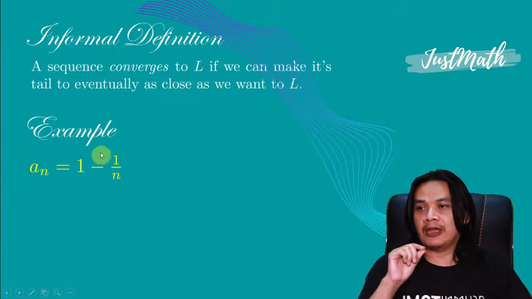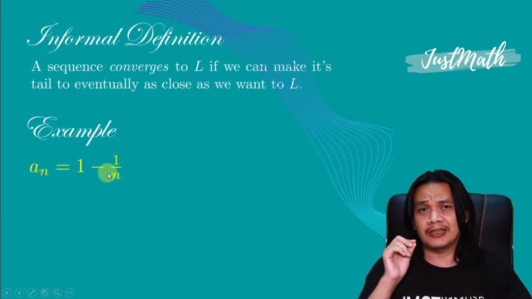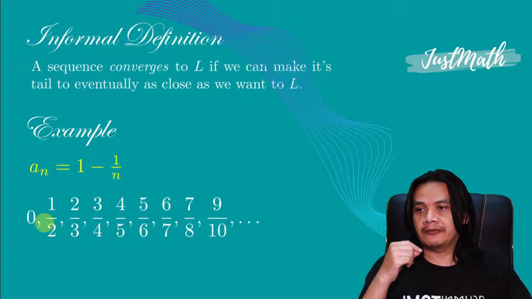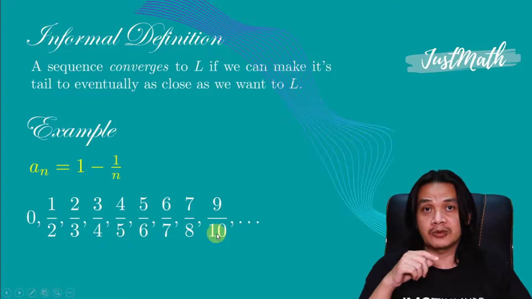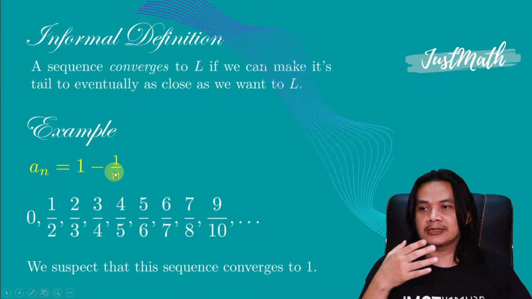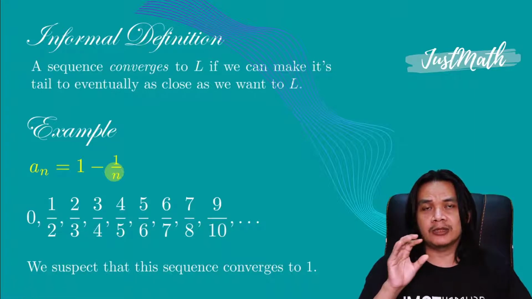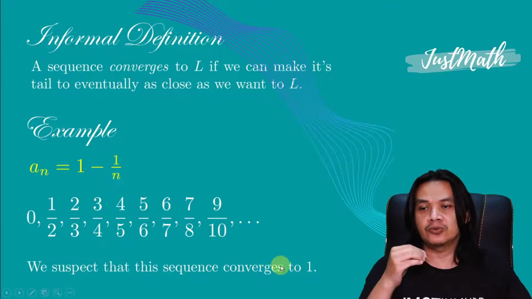For example, if we have the following sequence, a sub n equals 1 minus 1 over n, and if we list several terms of the sequence, we can see that the numbers on this sequence are getting closer and closer to 1. So we suspect that this sequence converges to 1. Now, in order to prove that this sequence indeed converges to 1, we need to show that we can make the tail of this sequence as close as we want to 1.